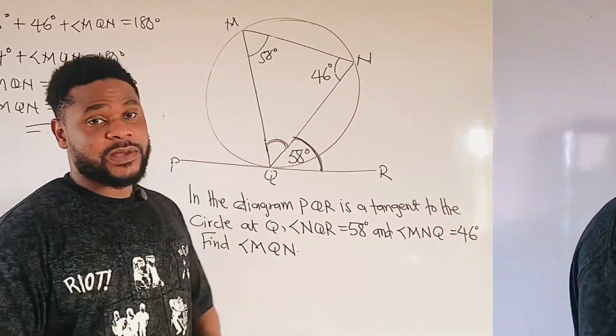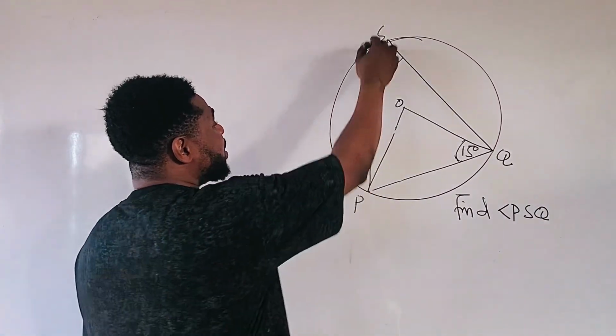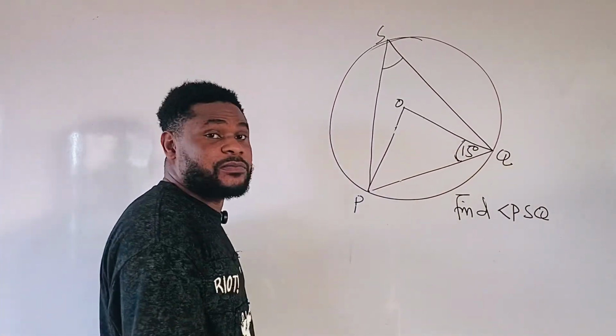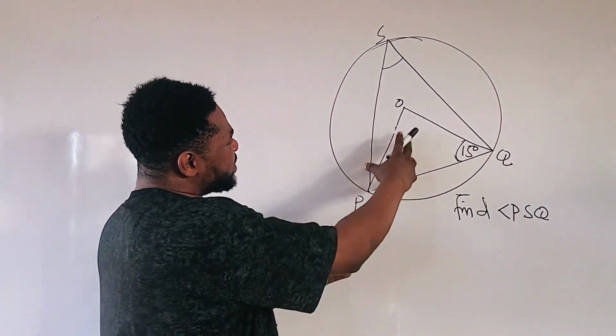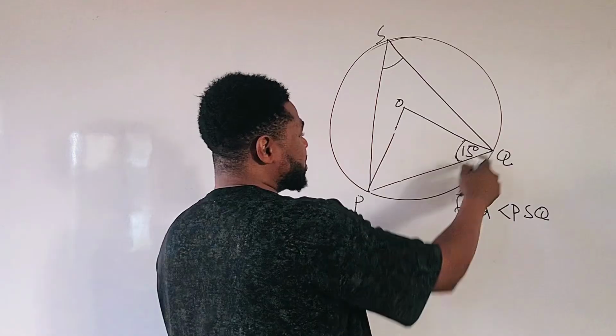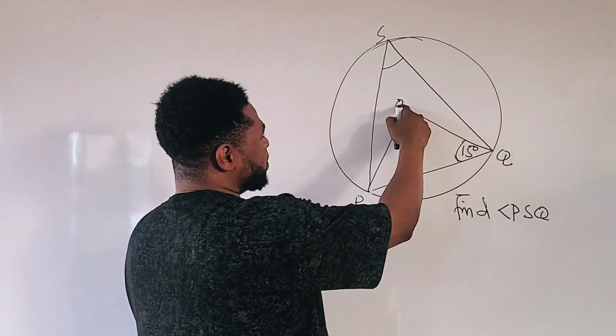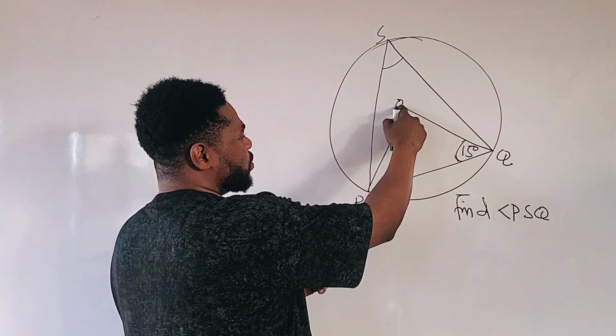So simple. Thank you. Today, we want to look at how we can find angle PXQ from this diagram below. If we critically look at the diagram, we can see that PQ is a chord, and this chord, PQ, subtends an angle at the center, which is O.